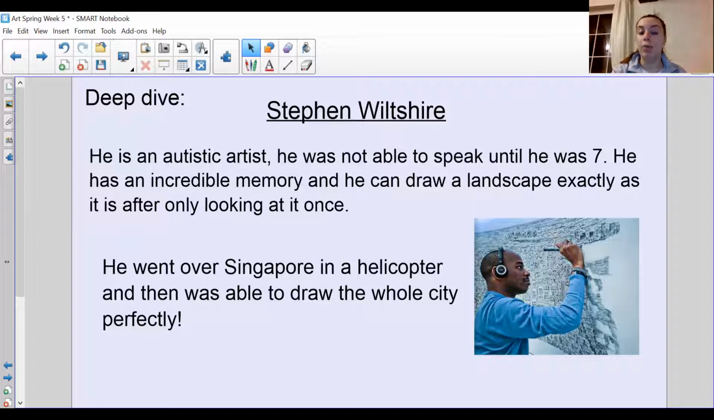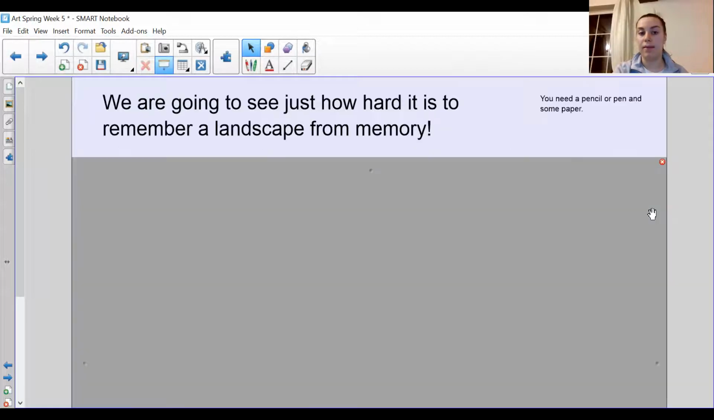And he has an incredible memory, and he can draw a landscape exactly as it is after only looking at it once. So he looks at something once and he can draw it exactly how it is because he has a photographic memory, which means that he can remember things so clearly. He went over Singapore, which is a city, in a helicopter, and then was able to draw the whole city perfectly. And here's him drawing Singapore, which is an amazing skill to have. And we're going to test it out now.